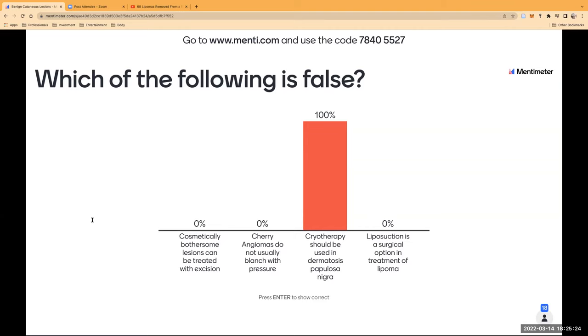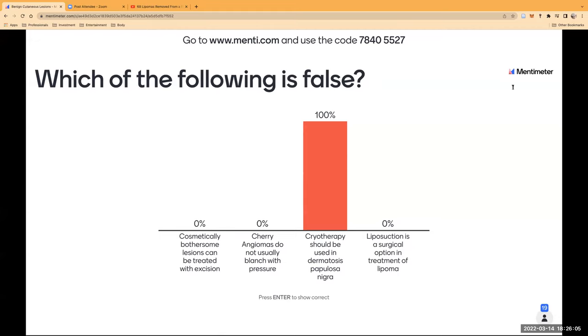Mohammed Amin, how do we treat epidermoid cysts? I've talked about them. There's a general statement that I gave at the beginning, and I also showed you a picture of how to remove them, so maybe you can review that slide. Okay, what is false? Cosmetically bothersome ones can be treated with excision. Do not enter. Okay.